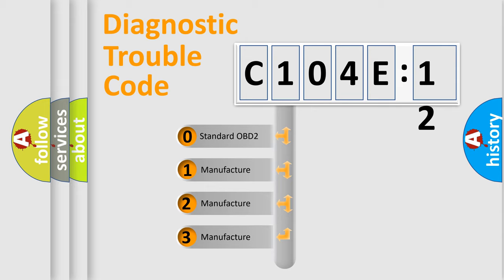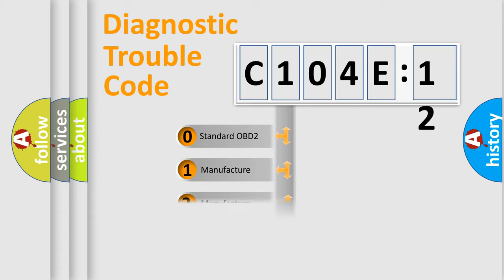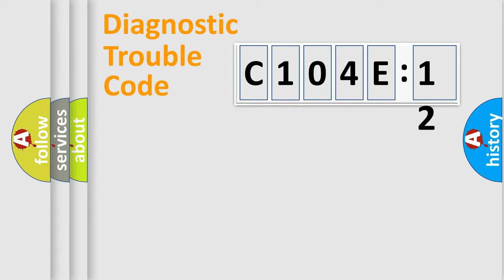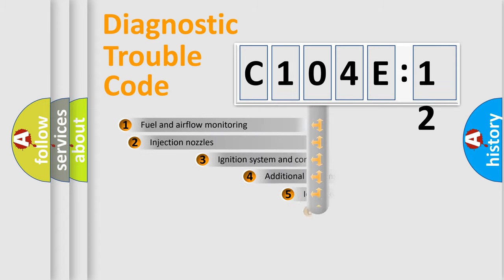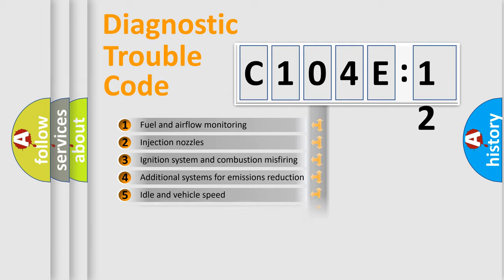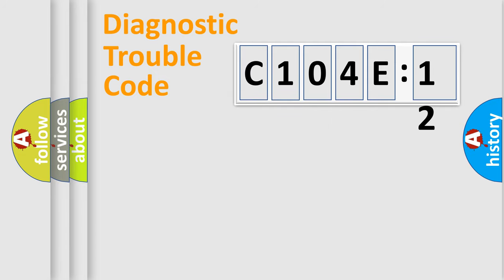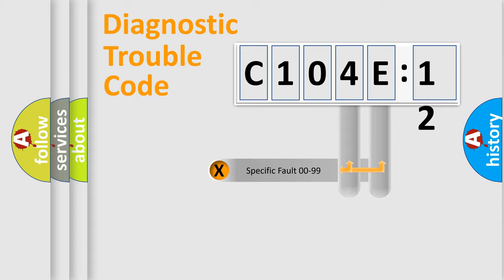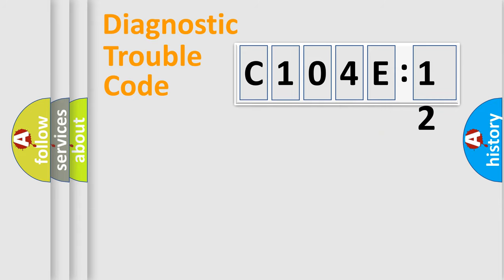If the second character is expressed as zero, it is a standardized error. In the case of numbers 1, 2, 3, it is a more prestigious expression of the car-specific error. The third character specifies a subset of errors. The distribution shown is valid only for the standardized DTC code. Only the last two characters define the specific fault of the group.